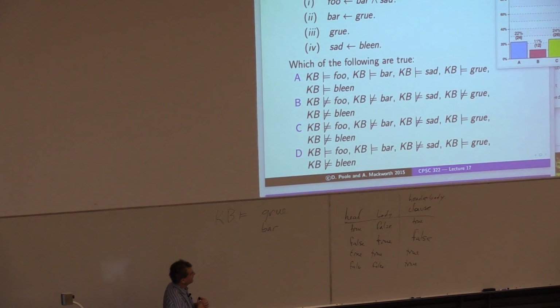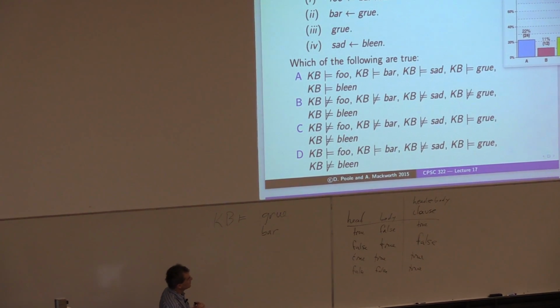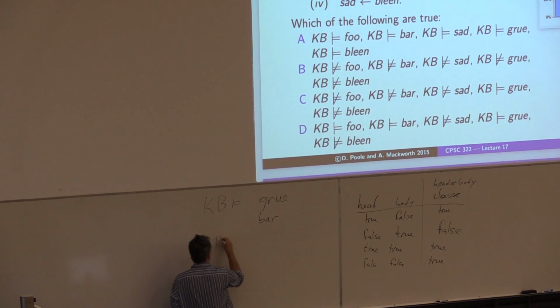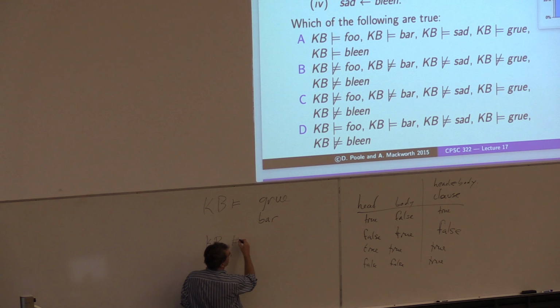Well, we could have sad and bleen and everything else could be false, right? So KB does not model foo, and does not model sad, and does not model, what's the other one? Bleen, right?